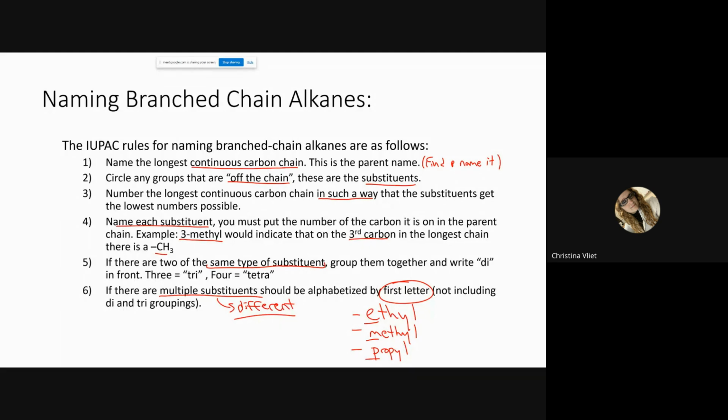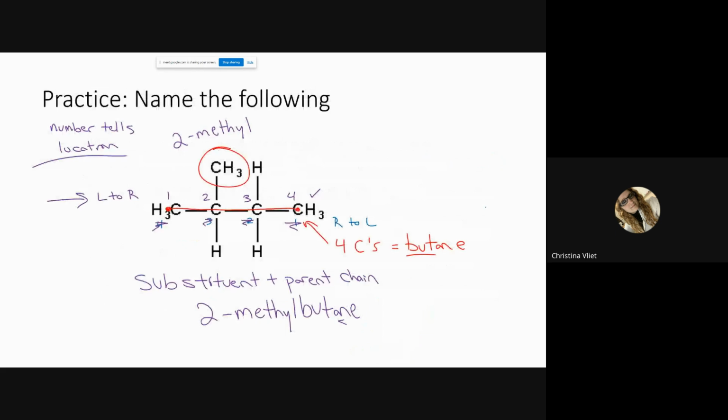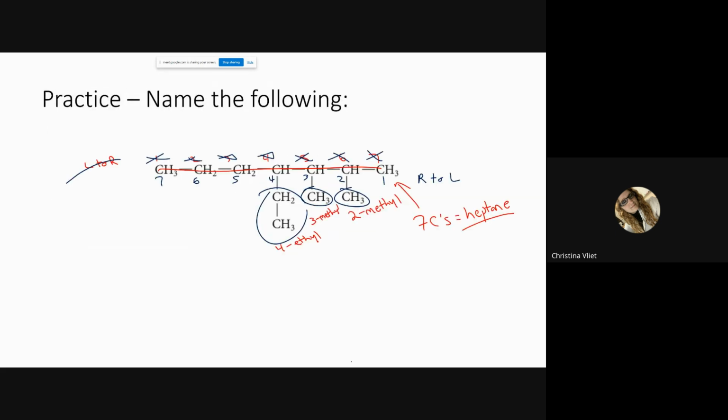So what would be the appropriate order? Remember, it's the substituents first, plus the parent name at the end. So we start with 4-ethyl. That is alphabetically 4-ethyl. So it's really important that you do it in this order so you don't get confused.